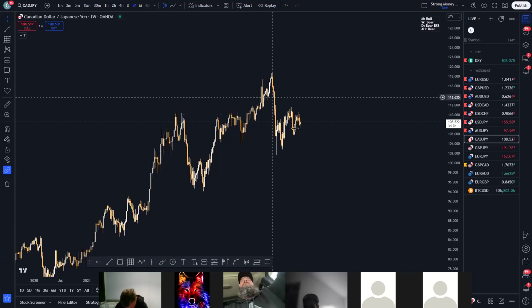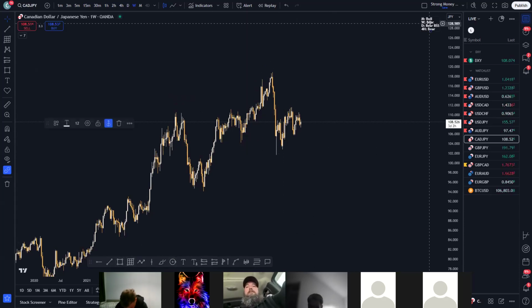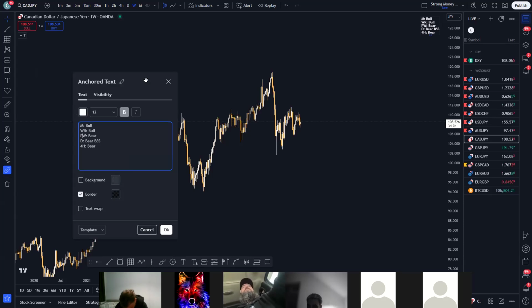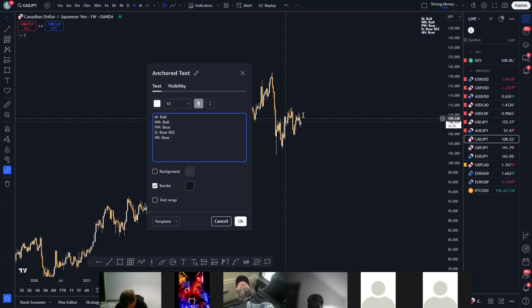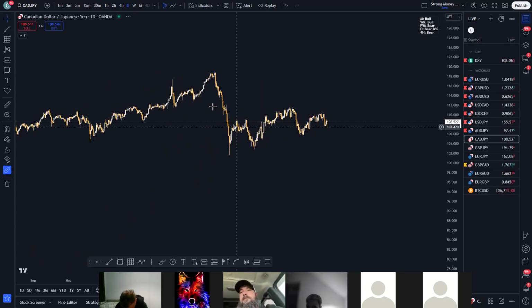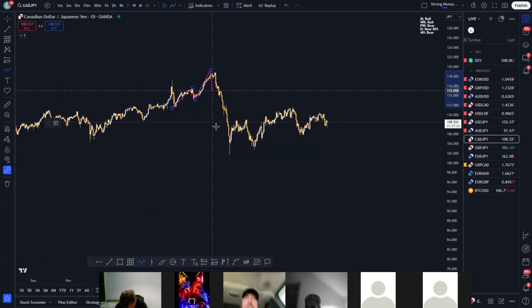CAD JPY. This is a little bit cleaner. So weekly range is bullish. Previous week was bearish. Really tight, isn't it? Yeah, it's really, really tight in there. Daily range. So these are our daily ranges.